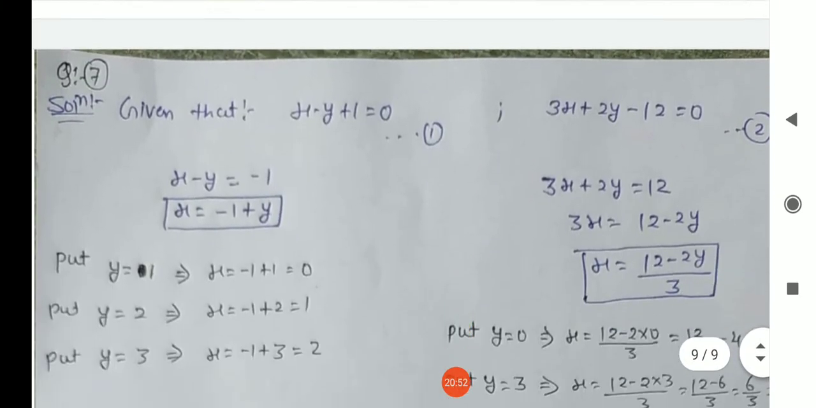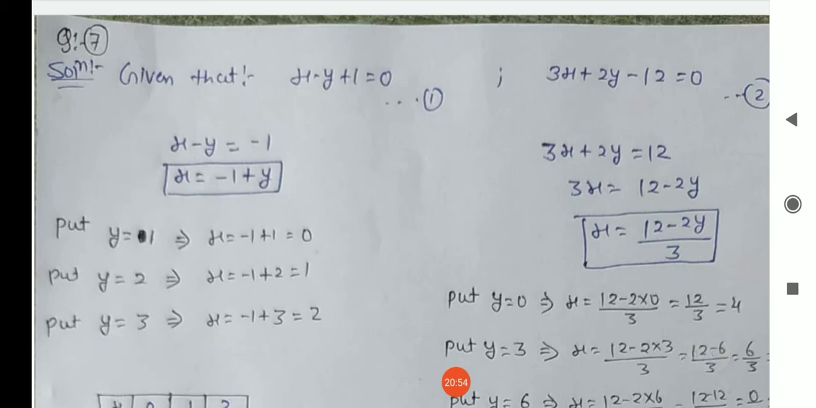Now question number 7 is: draw the graph of the equations x minus y plus 1 equals 0 and 3x plus 2y minus 12 equals 0. Determine the coordinates of the vertices of the triangle formed by these lines and the x-axis, and shade the triangular region. Okay, so first we find the graphical solution of these two equations. The first equation is x minus y plus 1 equals 0 and the second is 3x plus 2y minus 12 equals 0.